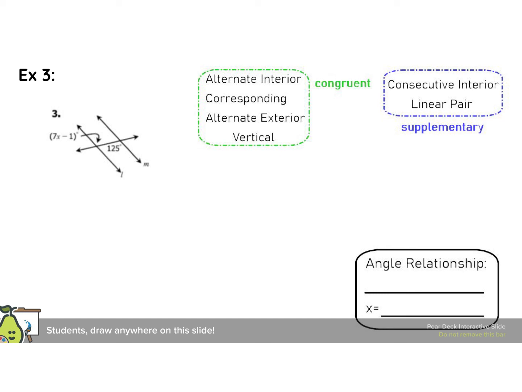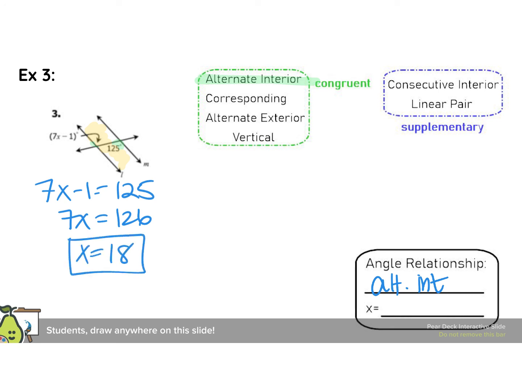Okay, again, same thing. I have this angle, that's where that arrow is pointing, this angle. Those are alternate interior. We're in between my two lines there, right? On alternate sides of the transversal. So alternate interior, those are congruent, so we're going to set those equal to each other. So x is 18.